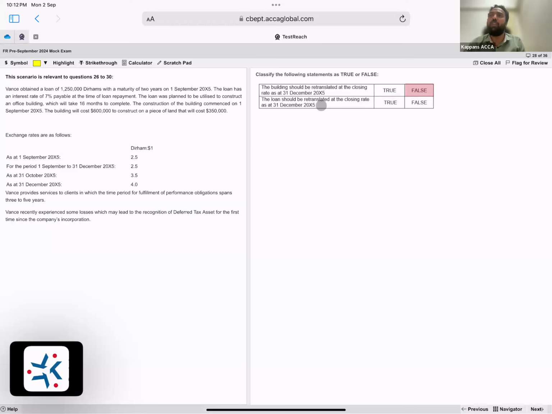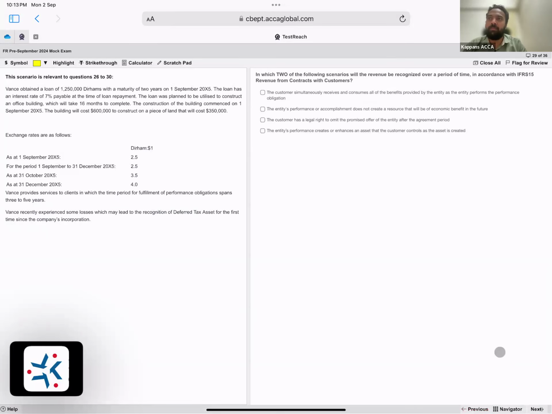The loan should be retranslated at the closing rate as at 31st December X5. That is true. We have learned that the loan, an amount payable in foreign currency, is a monetary item, and as per IAS 21, monetary items have to be retranslated at the closing rate. That is true.